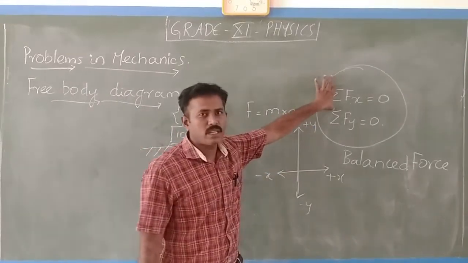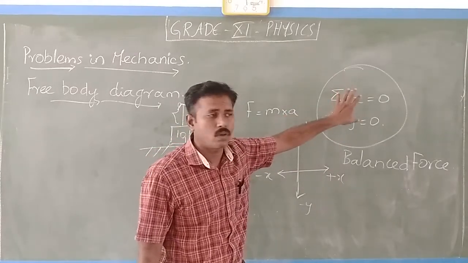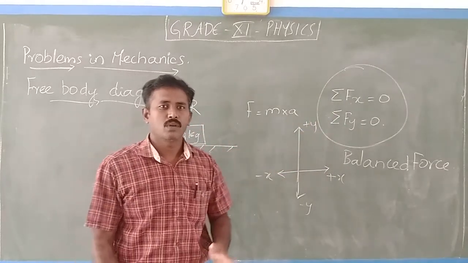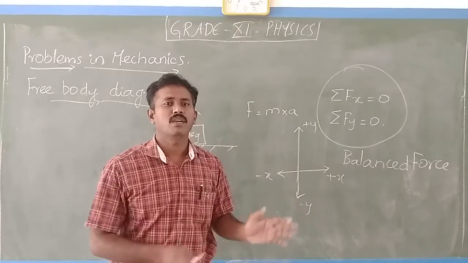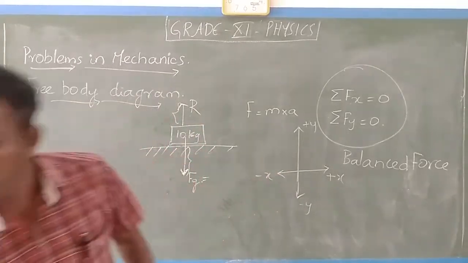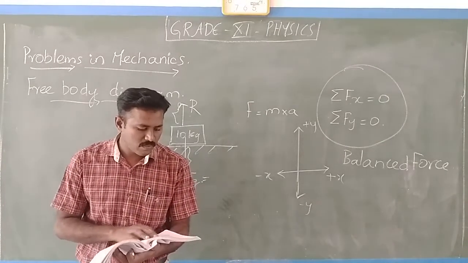In a balanced system, the sum of horizontal components is equal to 0 and the sum of vertical components is equal to 0. So when we deal with a problem, it will be very easy for you to understand this concept. And I will read from the book the statements given behind this.